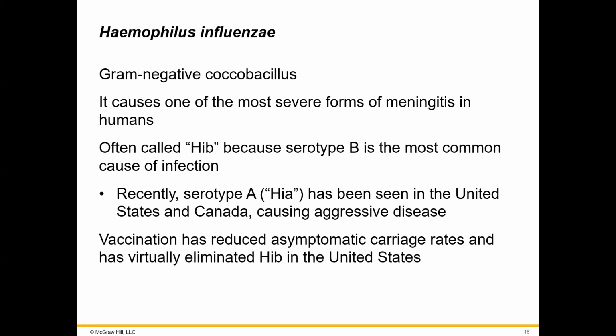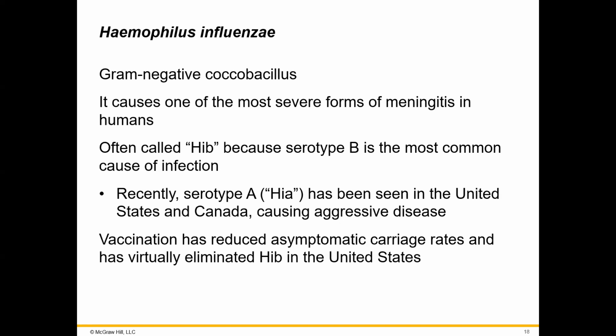Next is Haemophilus influenzae. It's still in the bacteria, okay? So this is our third bacterial cause of meningitis. This is also known as Hib. This guy is a gram-negative coccobacillus. This guy is not a diplococcus like Neisseria is. So already in the gram stain, I can differentiate all three of these guys.